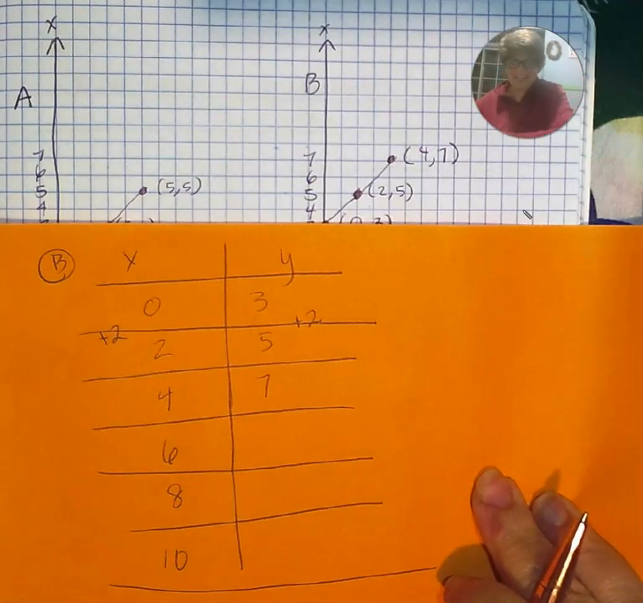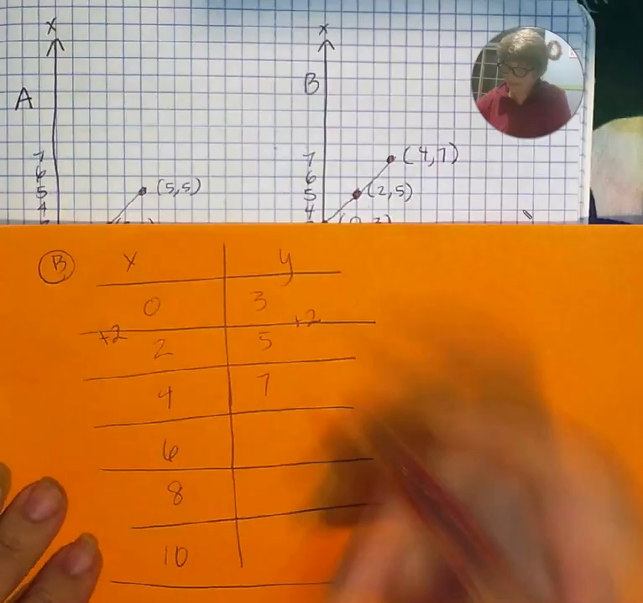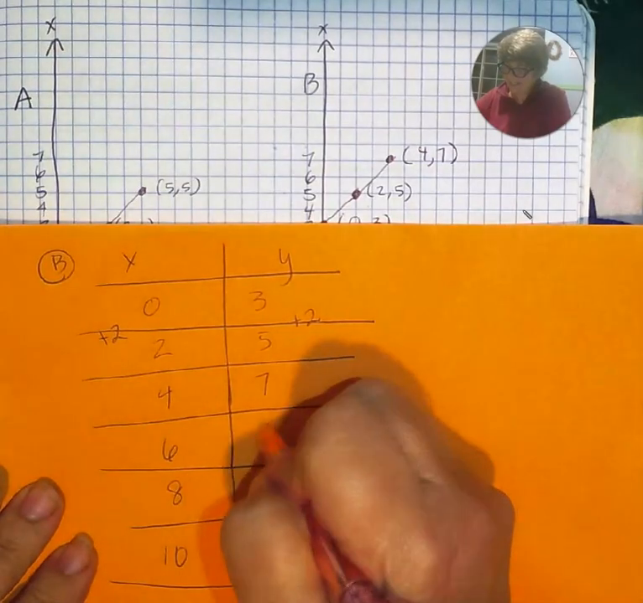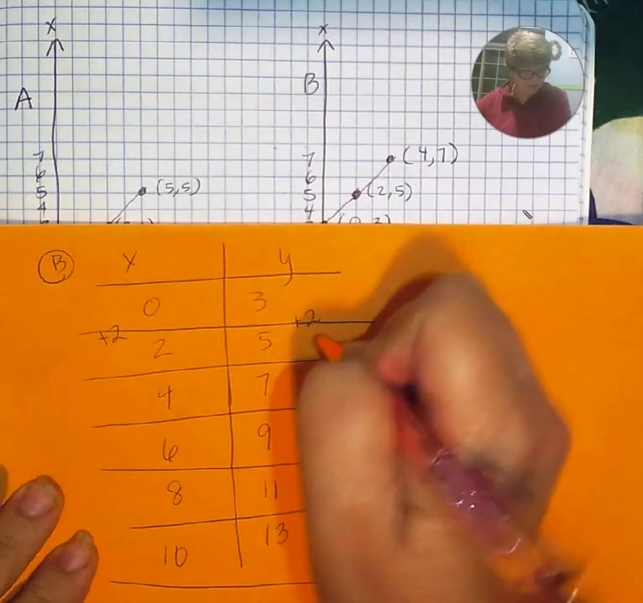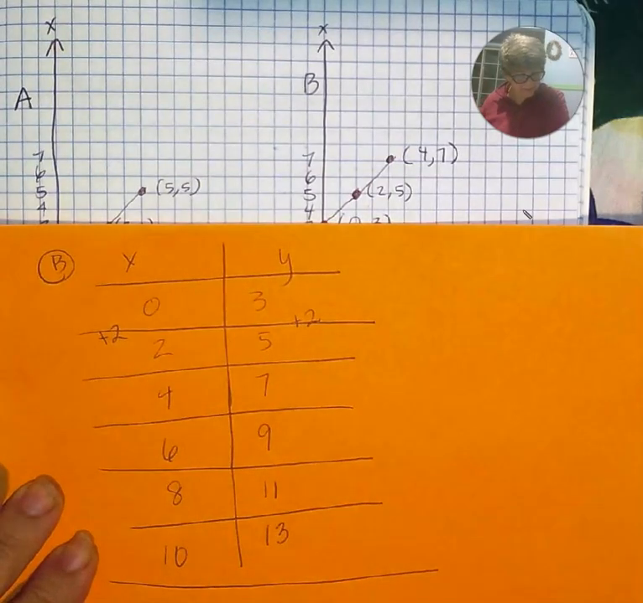Sorry. Okay, and then adding 2 each time here. 7, 8, 9, 10, 11, 12, 13. Right? Adding 2 each time there. Okay?